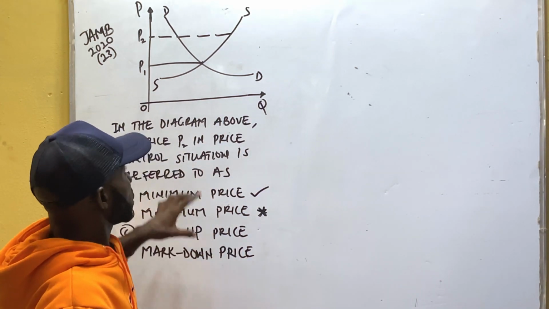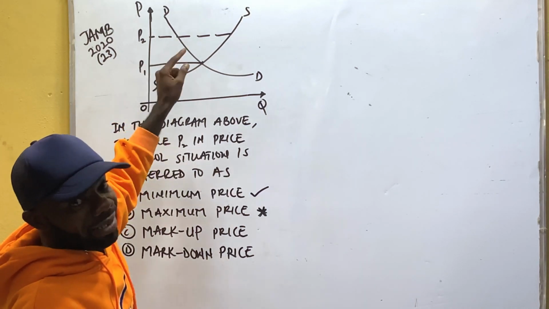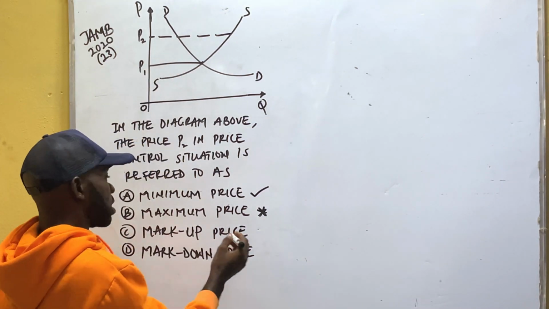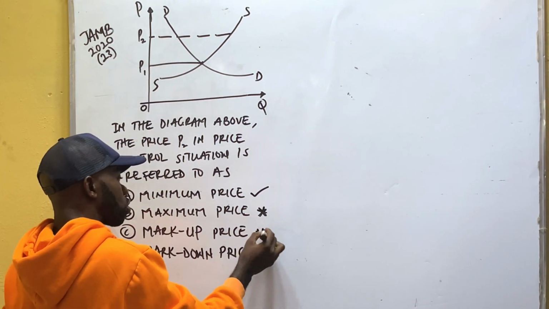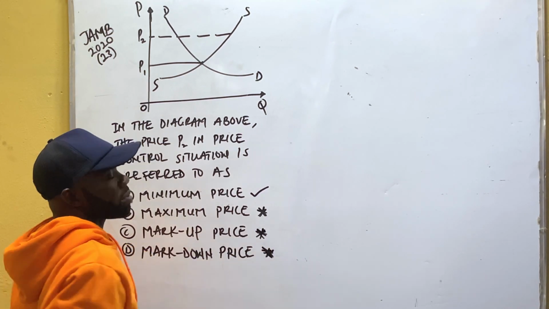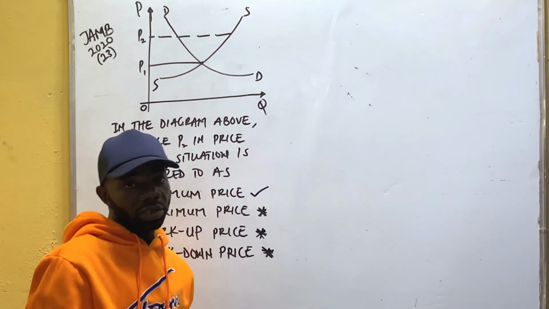But in this case, it is to protect the suppliers. It has to be above, and that's the lowest amount, and that makes it minimum price. Markup price doesn't come into this topic. Markdown price doesn't even have any business here. So this makes option A the correct answer.